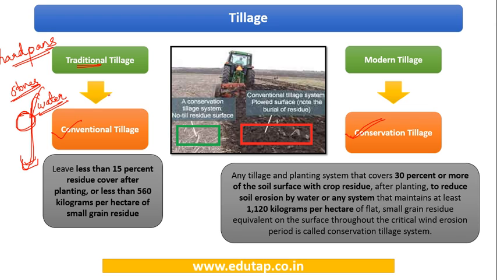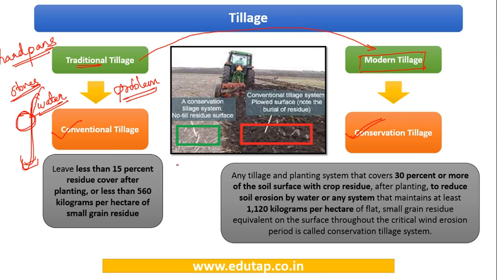So now we have seen this problem that arises because of the repeated tillage operation. Now what is the solution for it? The solution for it is the modern tillage operations. You can see here, that modern tillage operation is referred to as conservation tillage. So what you're doing is you're trying to reduce tillage operations, and come up with certain other methods to make the soil ready for sowing your seeds.